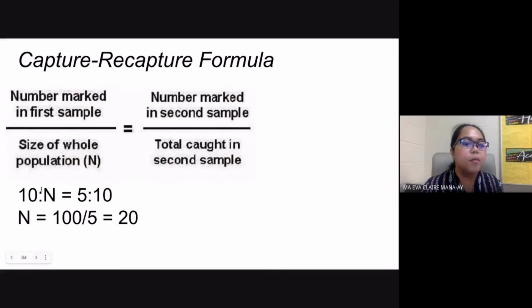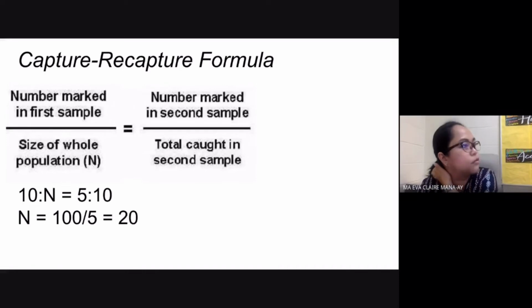Now remember in math, the product of your extremes should be equal to the product of your means. So we multiply 10 by 10, which gives us 100. That equals n multiplied by 5, which is 5n. To get the value of n, we simply divide 100 by 5. And so we know that the total population would be 20. So that's the formula for capture, recapture.